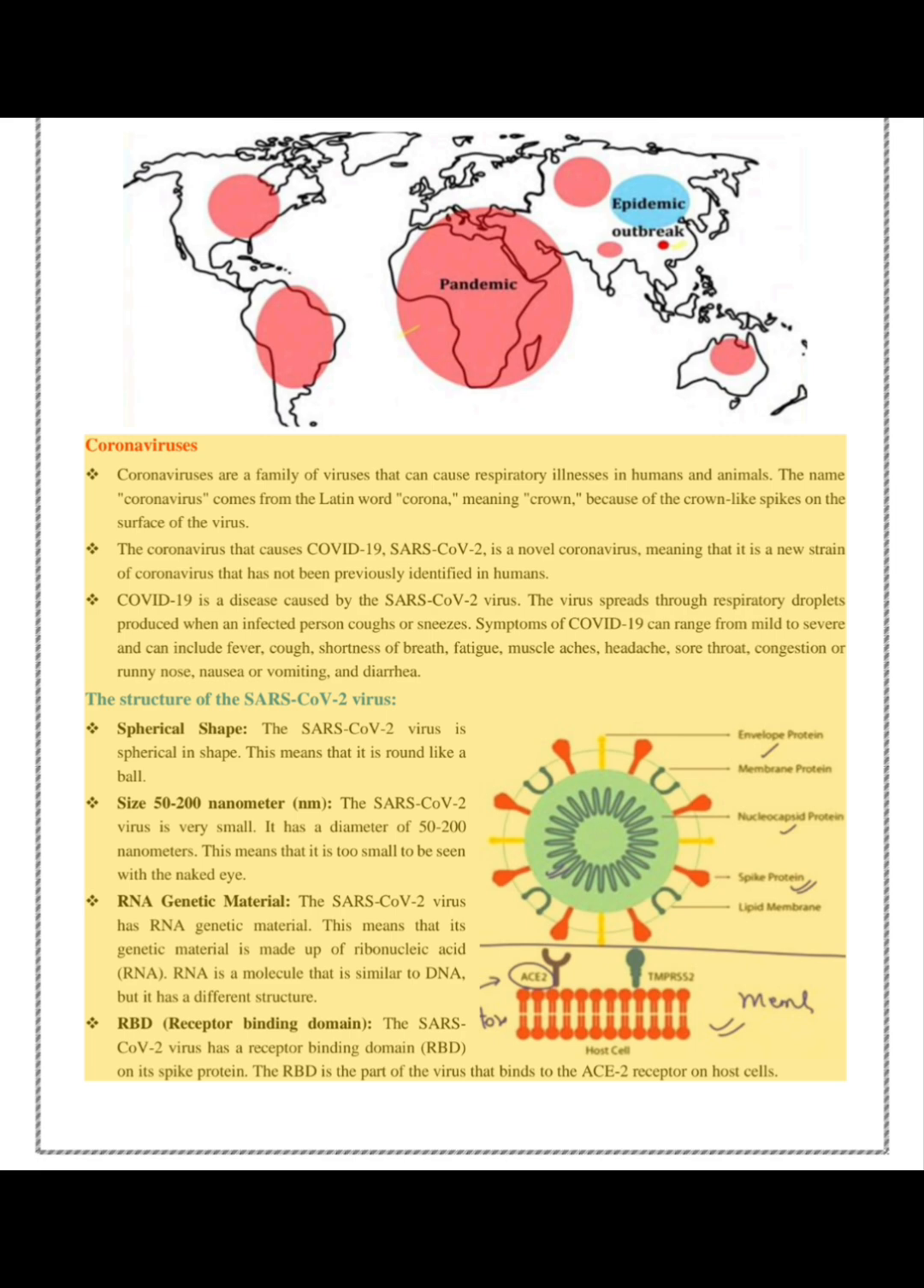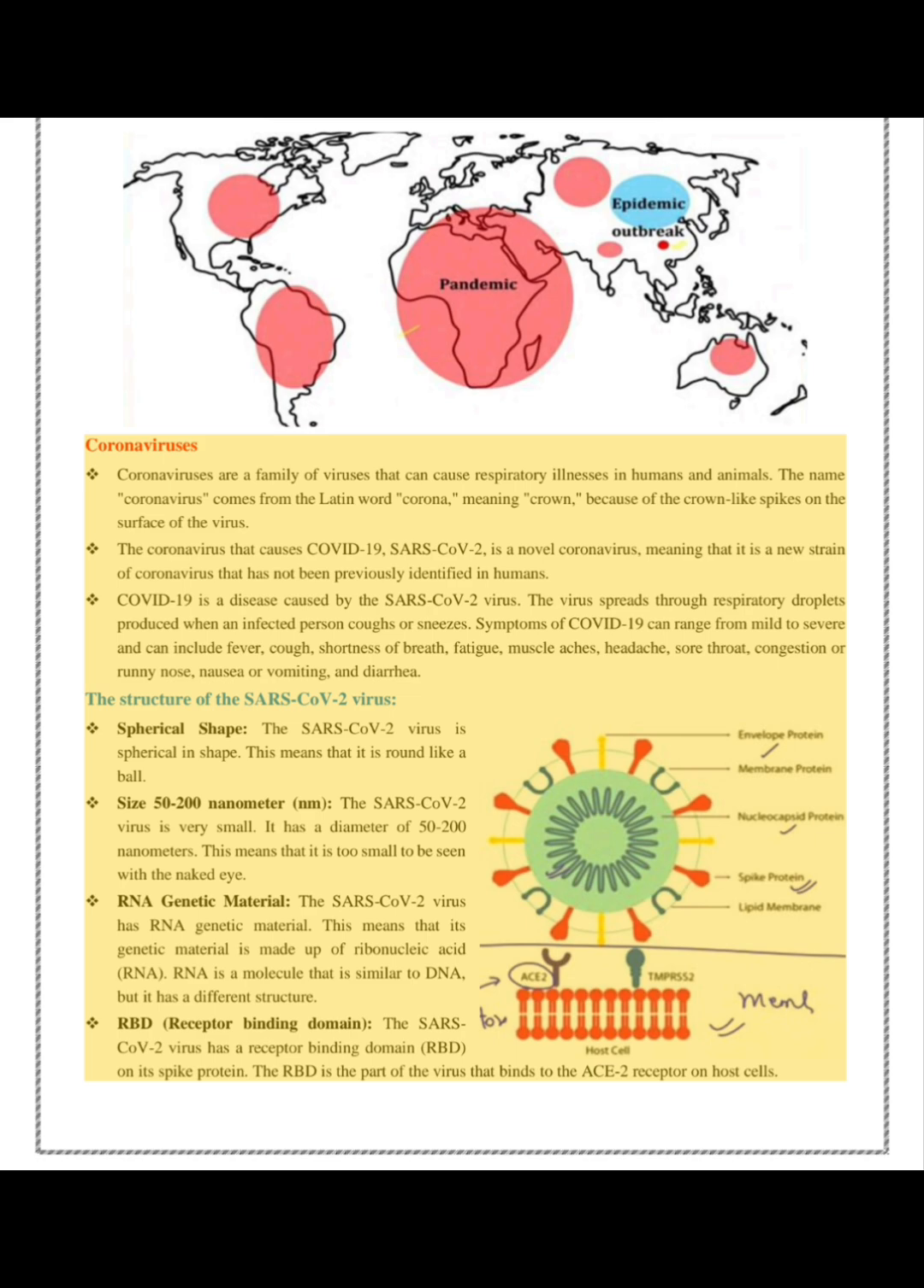The structure of the SARS-CoV-2 virus. Spherical shape. The SARS-CoV-2 virus is spherical in shape. This means that it is round like a ball. Size: 50 to 200 nanometers. The SARS-CoV-2 virus is very small. It has a diameter of 50 to 200 nanometers. This means that it is too small to be seen with the naked eye.